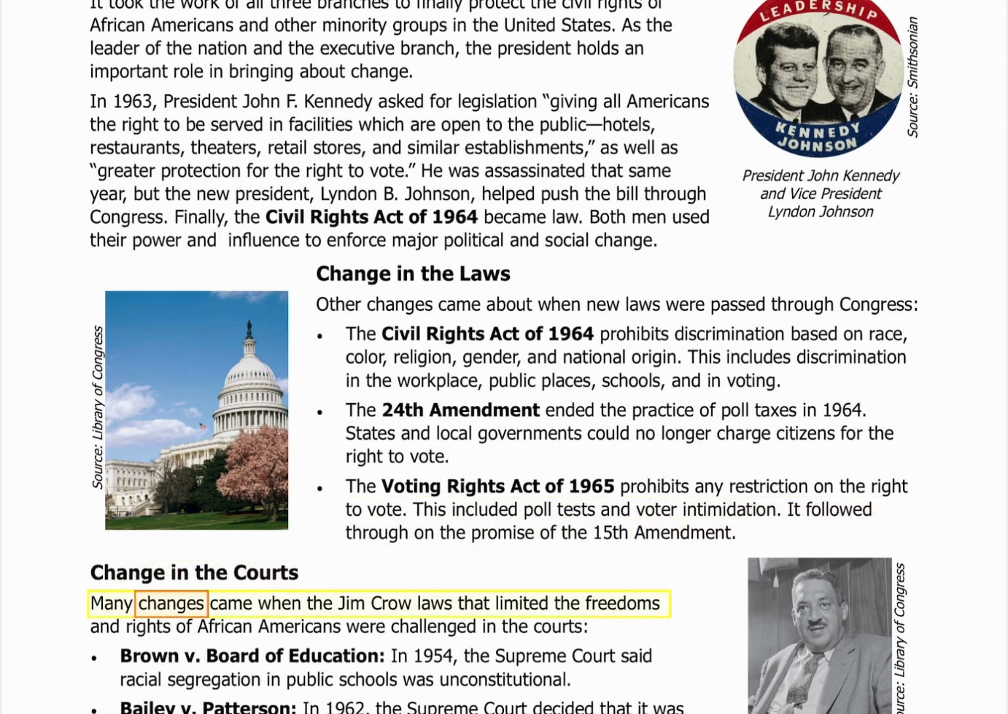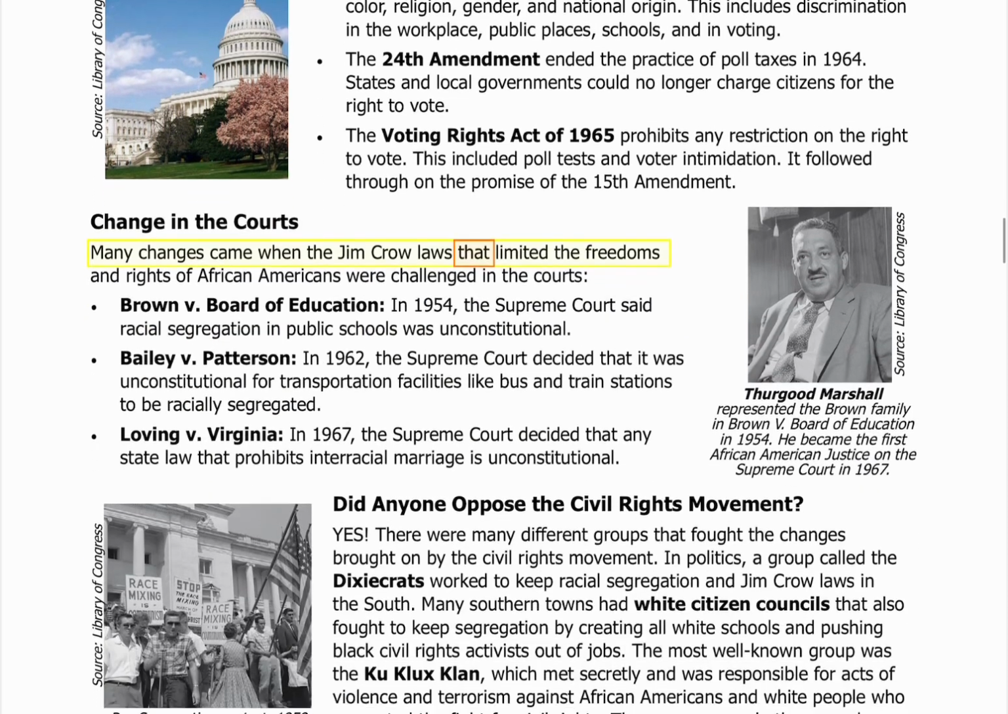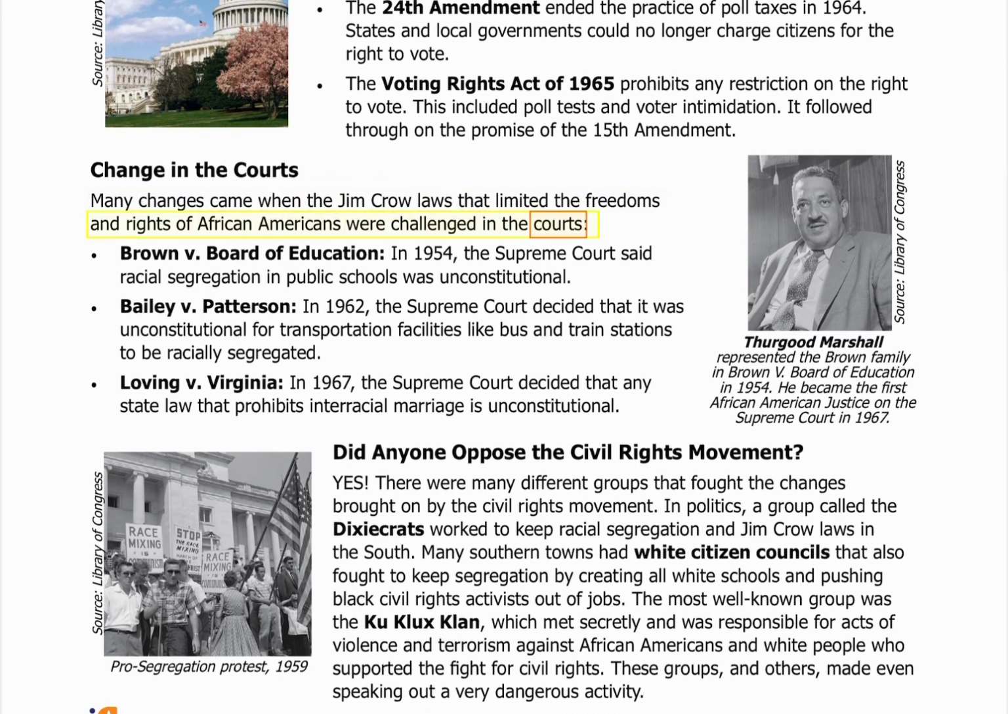Change in the courts. Many changes came when the Jim Crow laws that limited the freedoms and rights of African Americans were challenged in the courts. Brown v. Board of Education. In 1954, the Supreme Court said racial segregation in public schools was unconstitutional. Bailey v. Patterson. In 1962, the Supreme Court decided that it was unconstitutional for transportation facilities like bus and train stations to be racially segregated. Loving v. Virginia. In 1967, the Supreme Court decided that any state law that prohibits interracial marriage is unconstitutional.